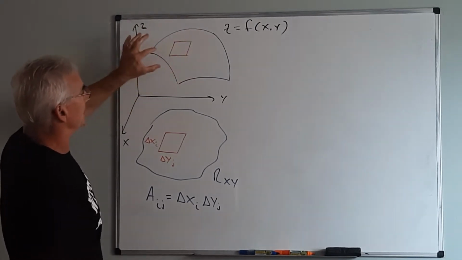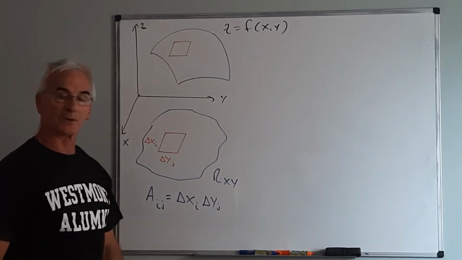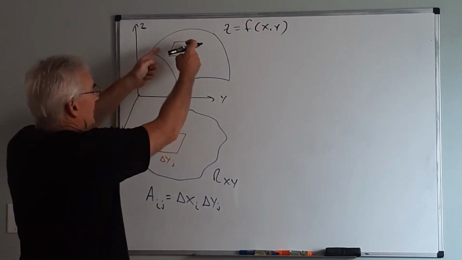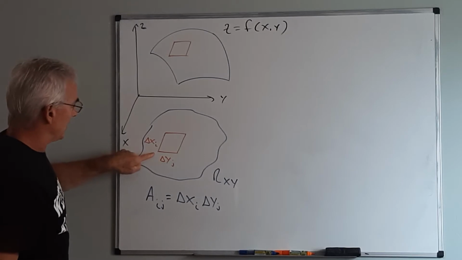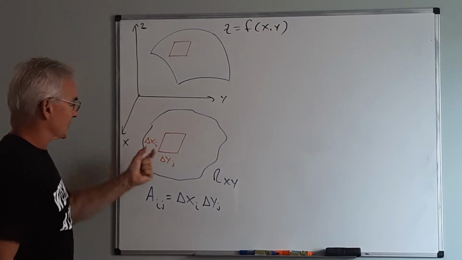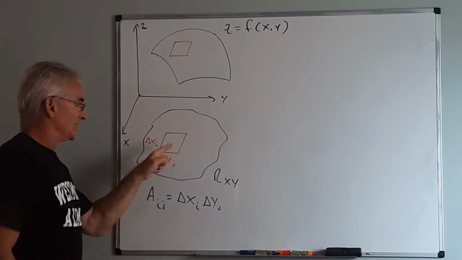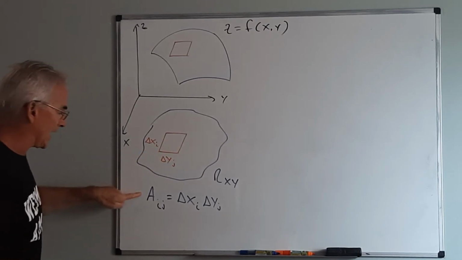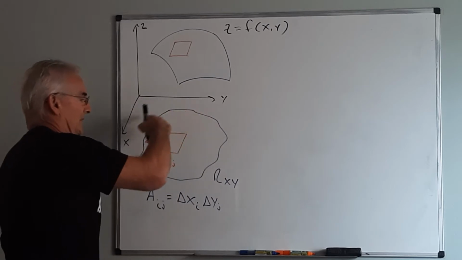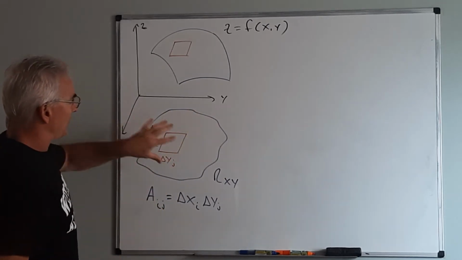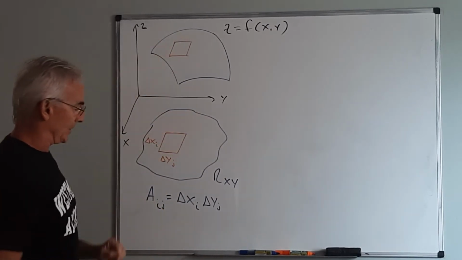into a whole bunch of really small parallelograms on the surface. When I project that parallelogram onto the xy plane, I get a very simple shape here, delta x_i in this direction, delta y_j in this direction, and the area of this piece, which we will call the ijth area, is simply that product. I can use that to find this area rather easily, but this area can't be this area.